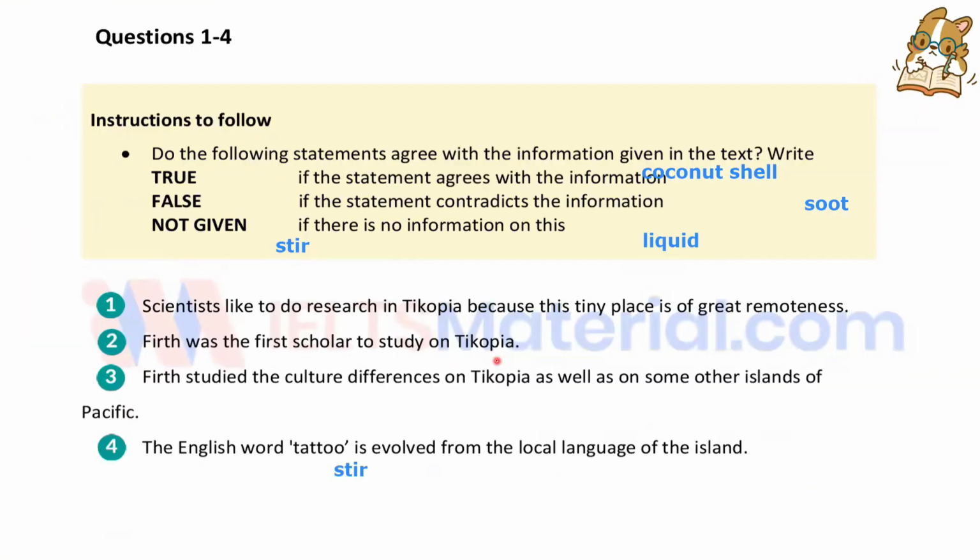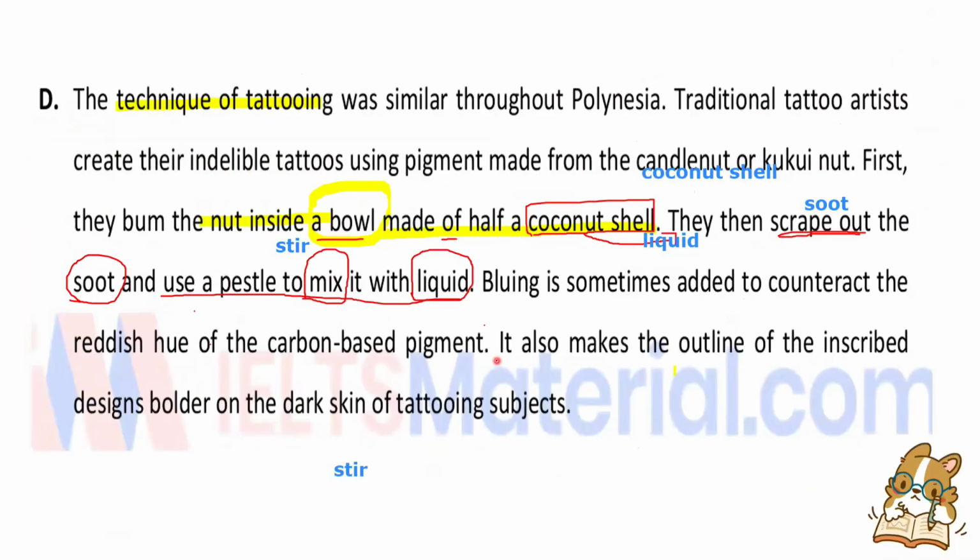Now, let's go back to paragraph D, because this is where we found the answer. All right, so we are going to look for words synonymous to small trees. Okay, because that is one big clue. All right, small trees. So, do we find a word synonymous to small trees in paragraph D? Reddish sheer of carbon-based pigment.